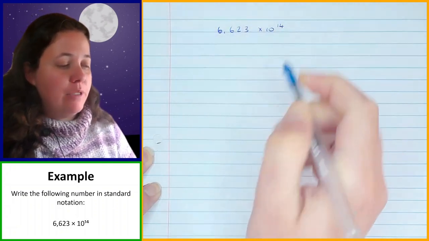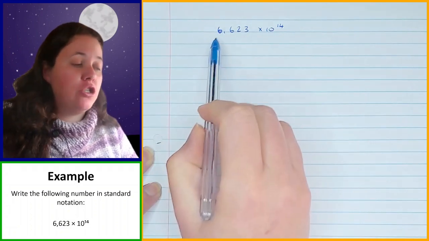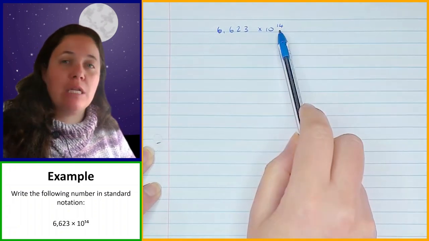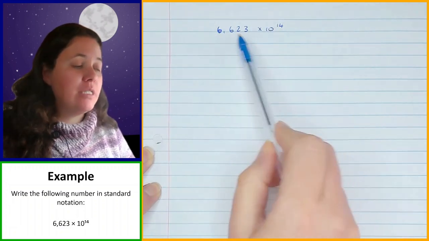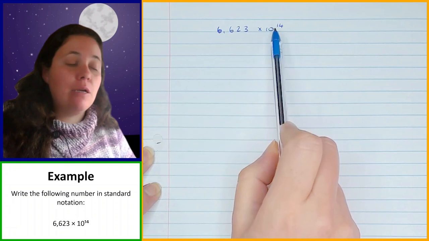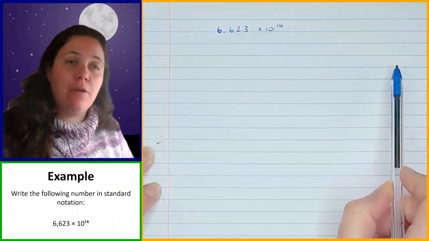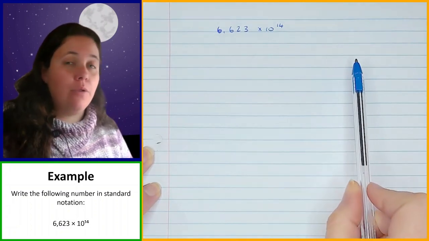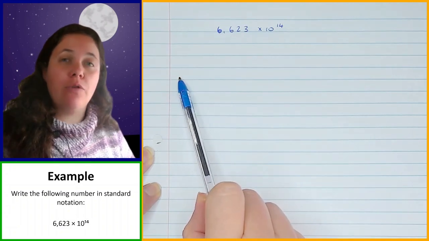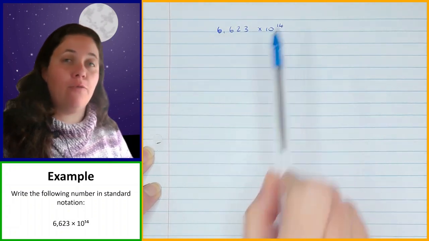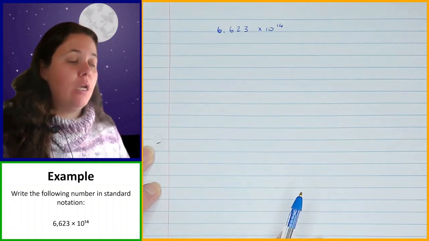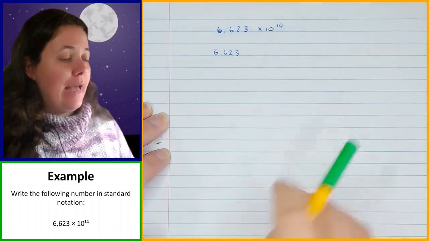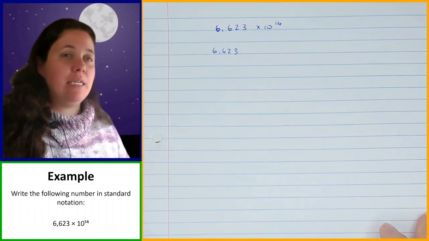Now when we were converting numbers from standard notation to scientific notation, we would write times 10 to the power of, and our exponent would tell us how many places our decimal point had moved. So now this has already been done for us. So we've been told that when this was written in scientific notation from the standard form, the decimal point was moved 14 places, and it was moved from the right to the left. So now we are going to have to move it back again. So we're going to move it from the left to the right, also by 14 places, to put it back into standard form. So over here I've got 6.623, and I need to move my decimal point 14 places to the right.